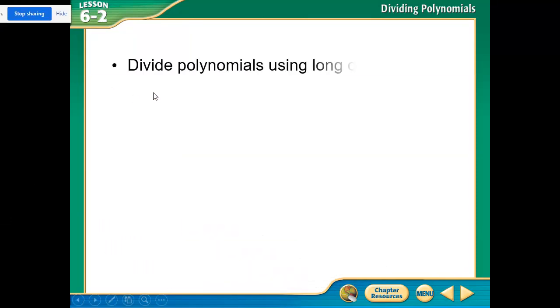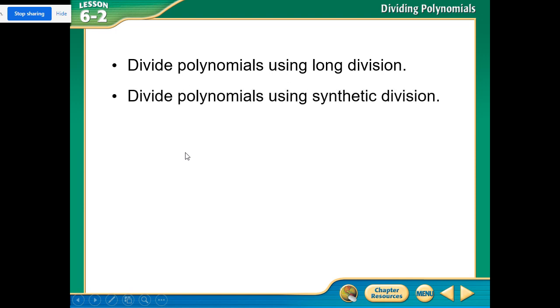All right, today we're going to be talking about how to divide polynomials. So we're going to do two different things here. We're going to divide polynomials using long division. We're going to divide it using synthetic division. Now both are accurate and can go ahead and work. Now we are just going to divide by a binomial.